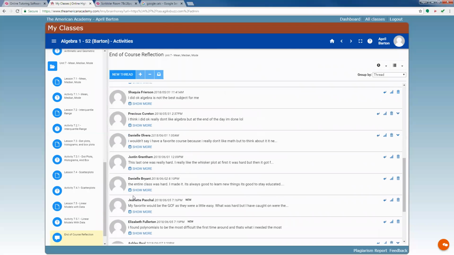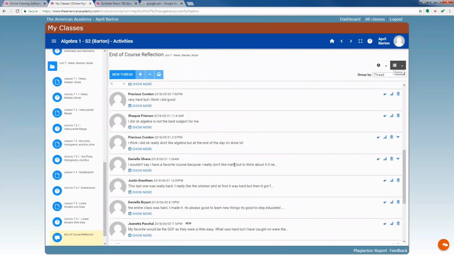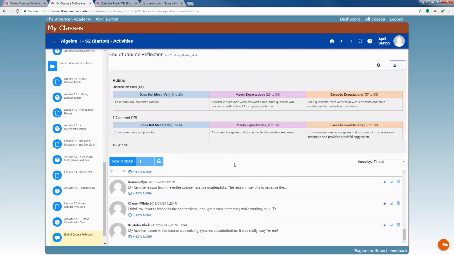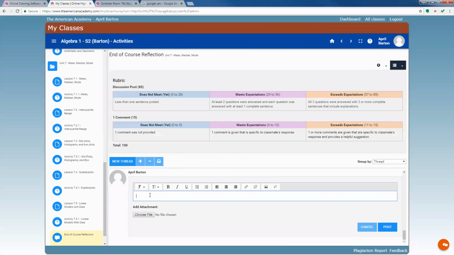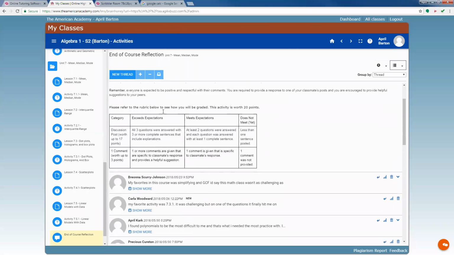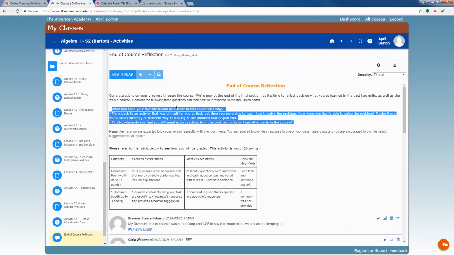So this is from my perspective. It might look a little bit different than yours. I'm not sure I can actually type anything in. Oh, I think I can. Okay. So I think I hit this new thread, and it'll bring up a box. And then you specifically answer the questions. If you can't remember them, like me, you'd want to scroll back up and read it again.